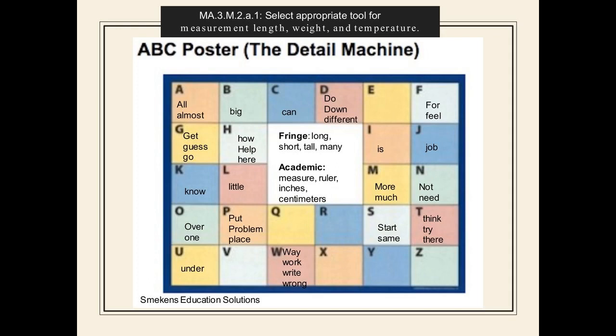So I selected a math standard at the top: select the appropriate tool for measurement, length, weight, and temperature. So I'm trying to go through my core vocab list. What words are going to help drive that concept? So I just go through the alphabet then. I can use the words all, almost, and I just go through letter by letter and try to come up with what core words do my students already have access to that are going to help with that concept mastery.